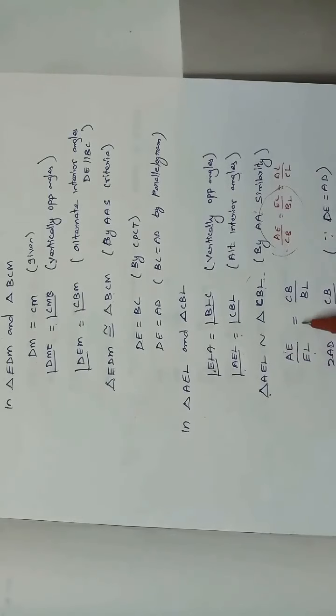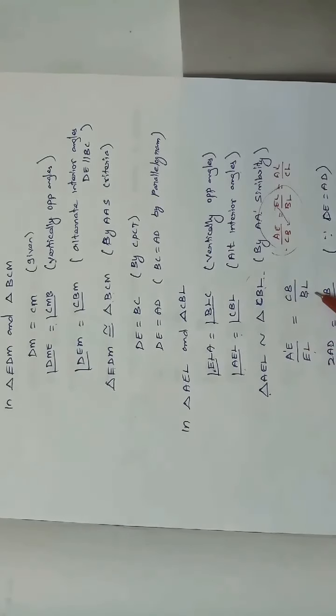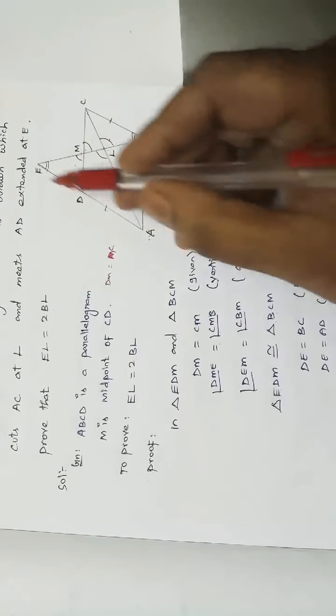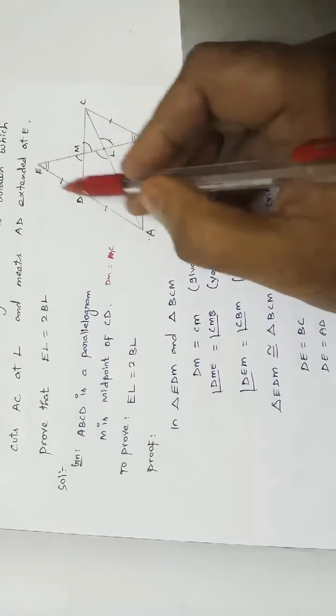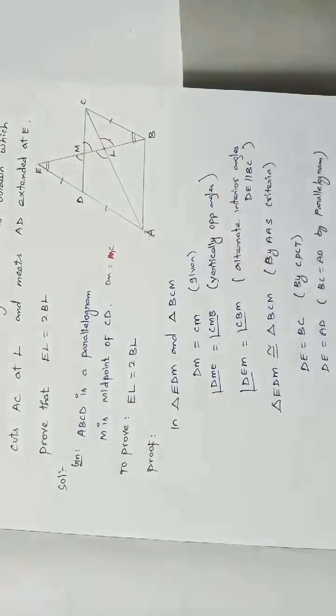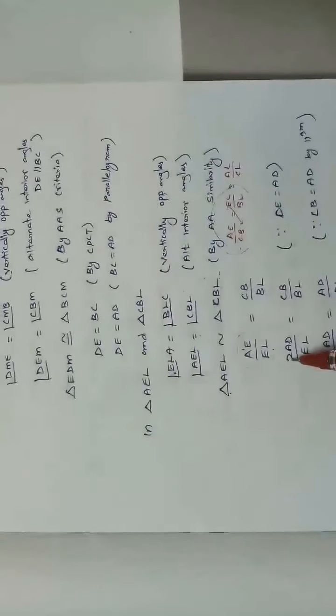So AE by EL is equal to CB by BL. I have just exchanged the terms. So instead of AE, I'm converting in terms of AD. AE is equal to AD plus DE, and AD is equal to DE. So I write AE is equal to 2 times AD.